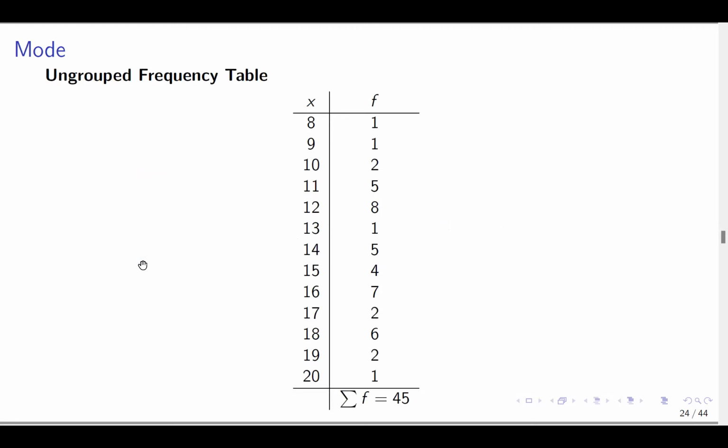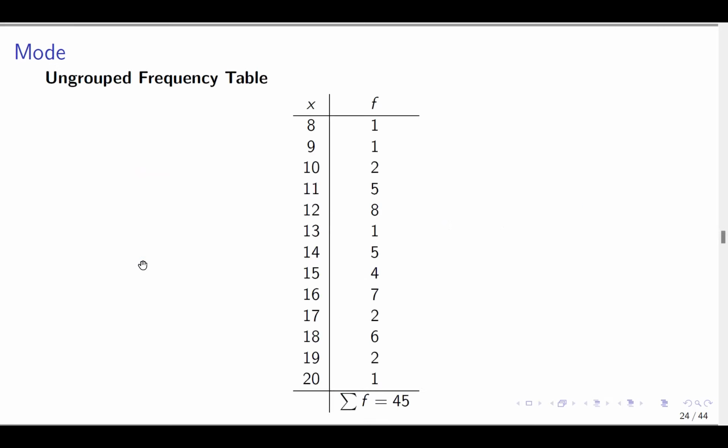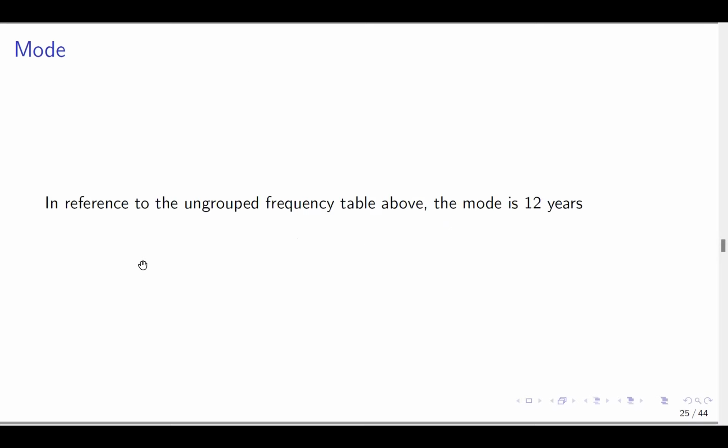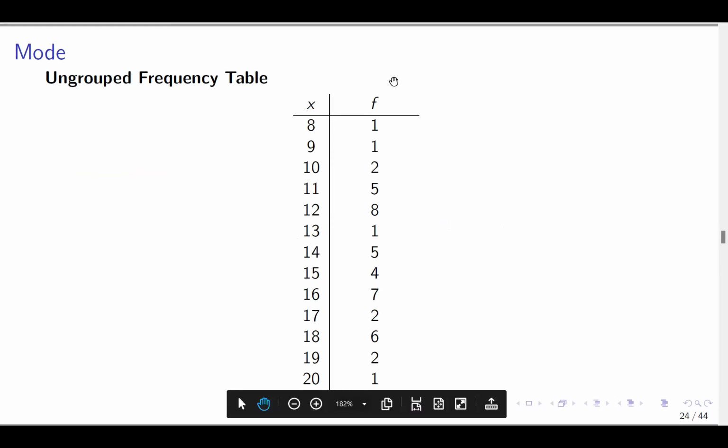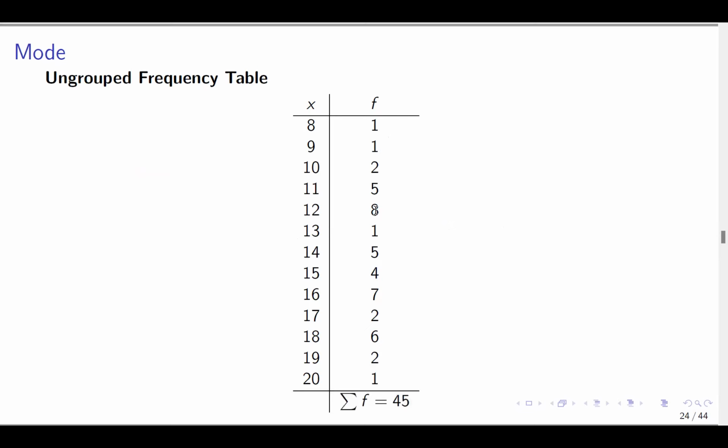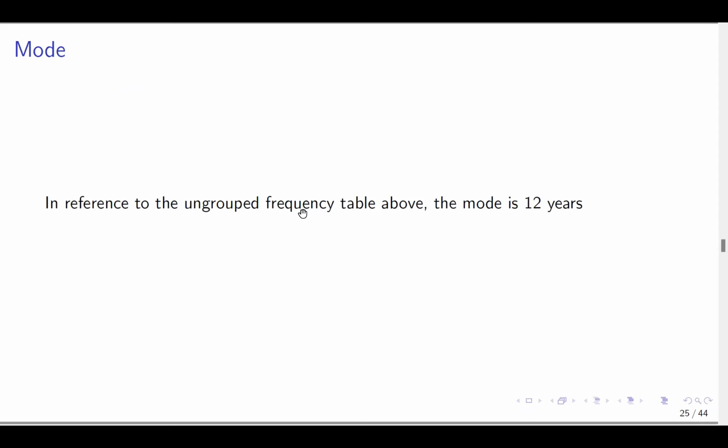In the case of an ungrouped frequency data, you have a list of points here which represent our ages and their frequencies. Now, the focus is to look at the frequencies. If you look at the frequency, the highest number here is 8, which means that the mode of these values is 12, all right? Because 12 is the age that occurs the most, since its frequency is the highest. Okay. So we are saying that in reference to the ungrouped frequency table above, the mode is 12 years.